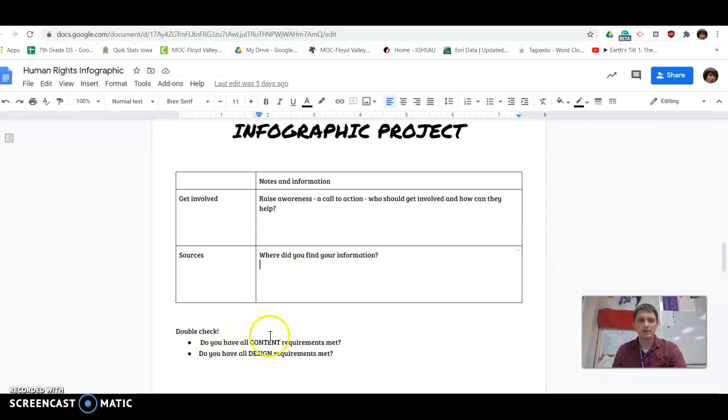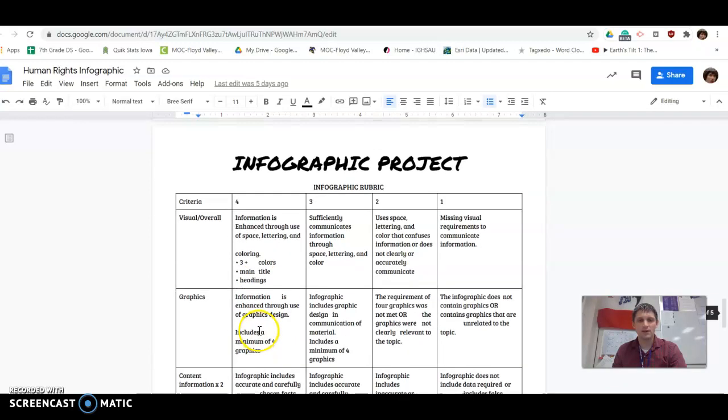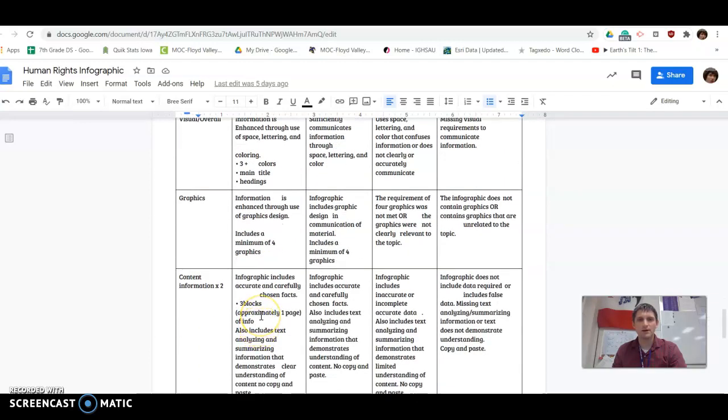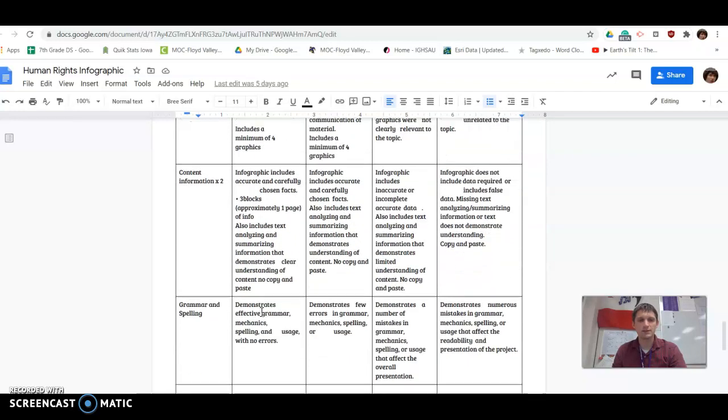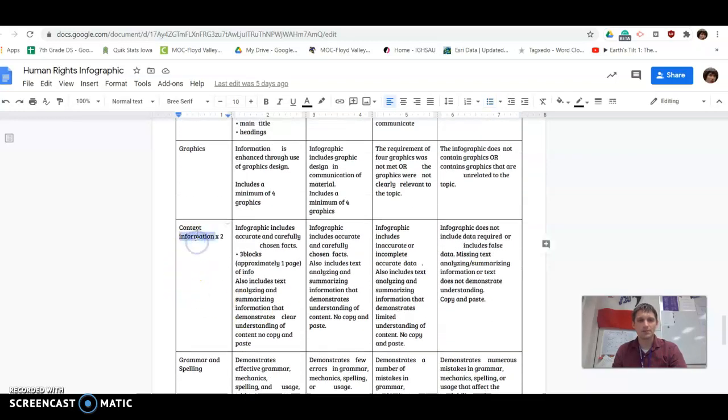As you create it, double check that you have all the content and design requirements. And then down below is the rubric that I'll be using to score you on for this. Notice the content part is worth 2 times, double.